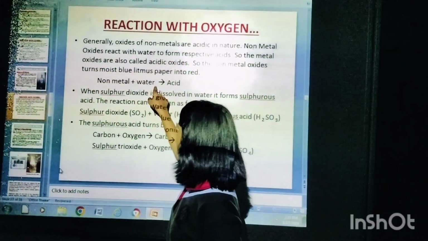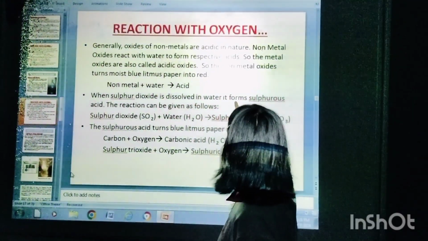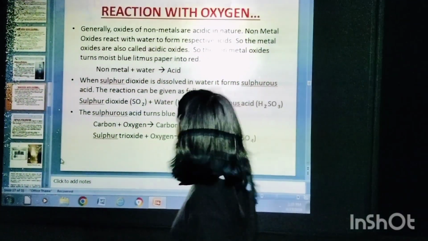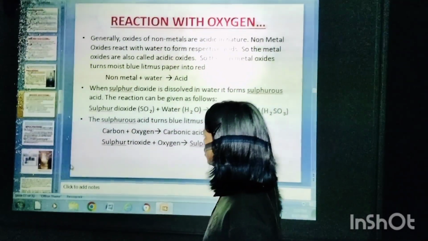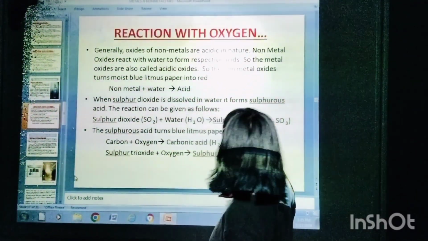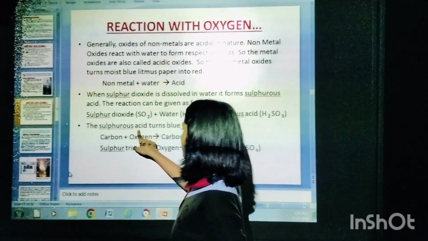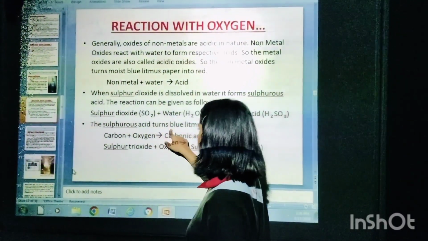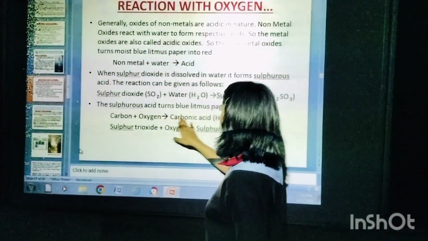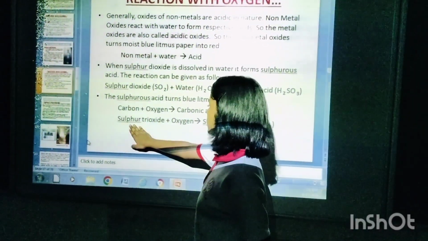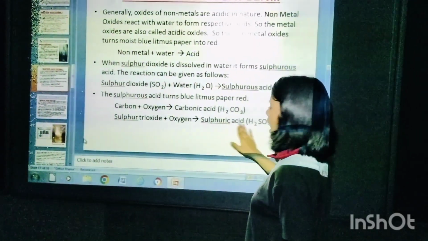Non-metal oxide plus water gives acid. When sulfur dioxide is dissolved in water, it forms sulfurous acid. The reaction can be given as follows. This is the reaction to form sulfurous acid. The acid turns blue litmus paper red. Carbon dioxide plus water gives carbonic acid. Sulfur dioxide plus oxygen gives sulfuric acid.